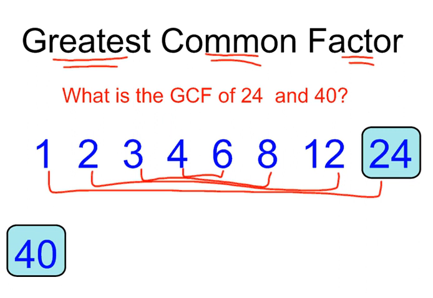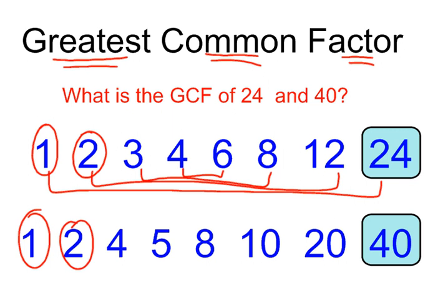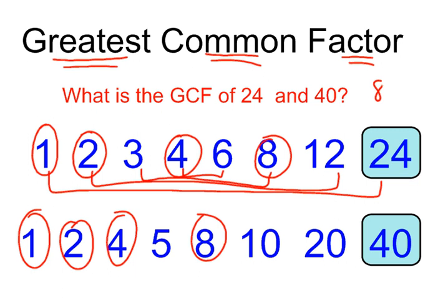And the factors of 40, well, here they are, 1 times 40, 2 times 20, 4 times 10, and so on. So let's look at factors that they have in common. Well, they all have 1 as a factor, 2 as a factor, 4 is a factor, 8 is a factor. So the GCF, the largest common factor, would be 8 for these two numbers. Now, that's a lot of work.